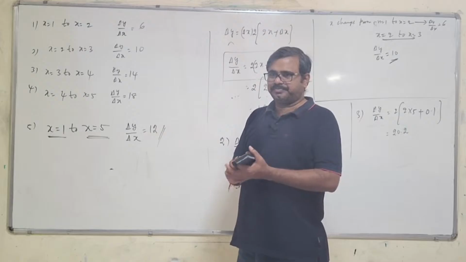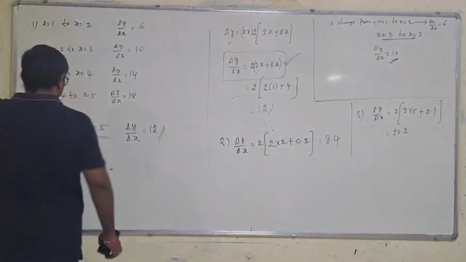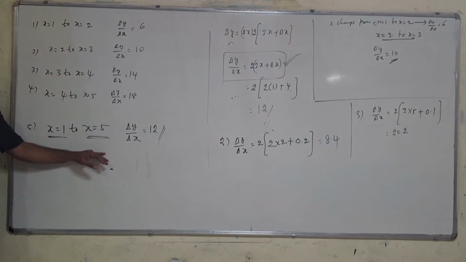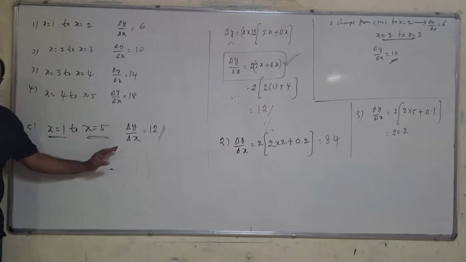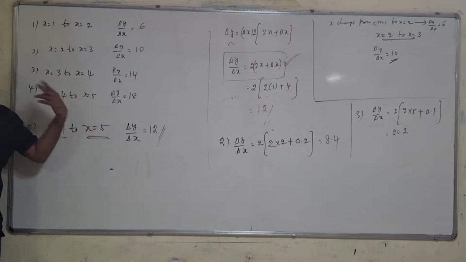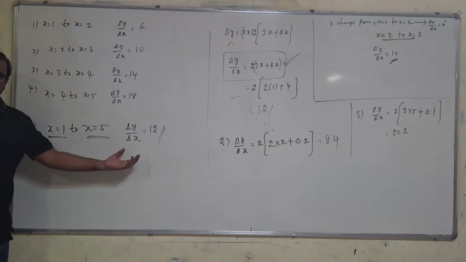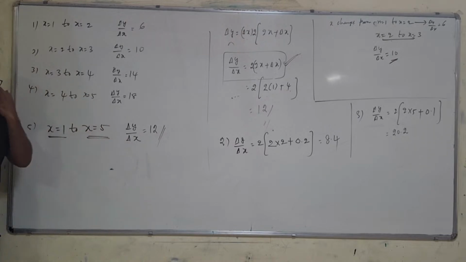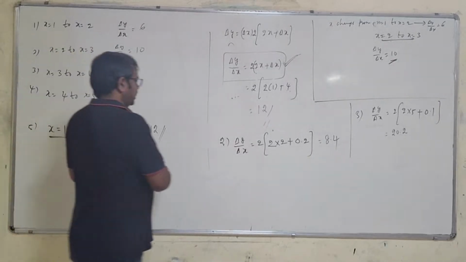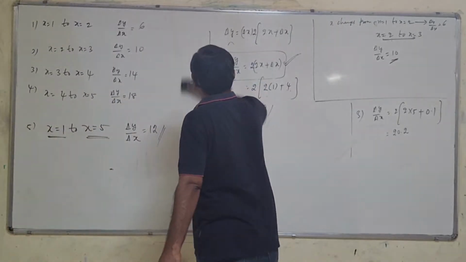Listen to me here. What are we saying? What does this mean? It means when x changes from 1 to 5, y changes by 12 units per unit change in x. Per unit change in x, y changes by how much? 12 units. All right, I'll explain this. Listen to me.